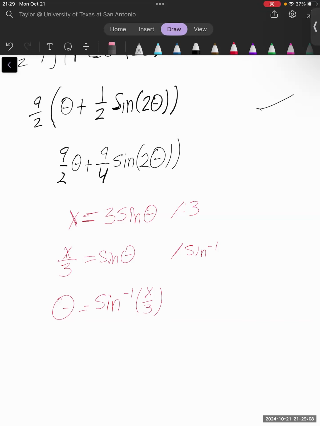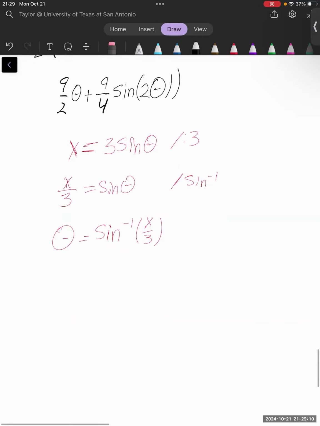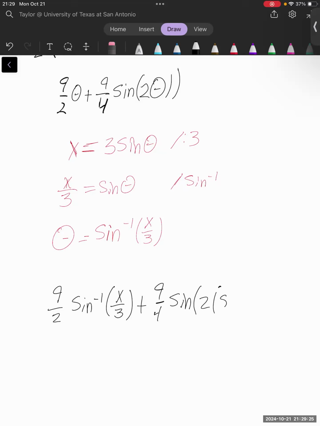And then substituting in my theta, I get 9 over 2 sine inverse of x over 3 plus 9 over 4 sine of 2 sine inverse x over 3.